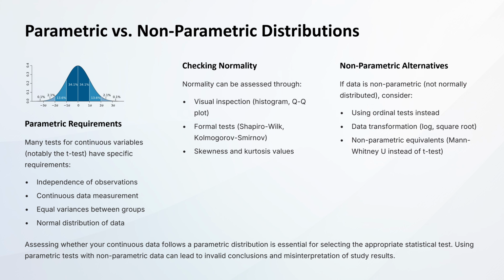Non-parametric alternatives: if your data is non-normally distributed or non-parametric, then you're going to start using ordinal tests, or you're going to data transform it like I just mentioned, log transform it, or you're going to use non-parametric equivalents to a t-test, which might be like a Mann-Whitney U.